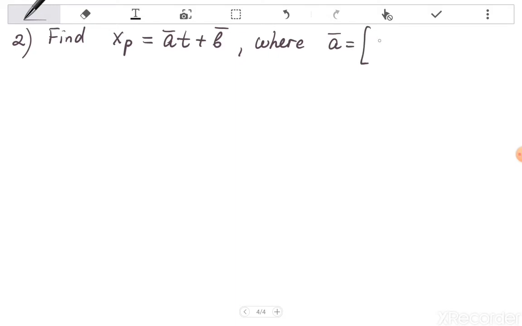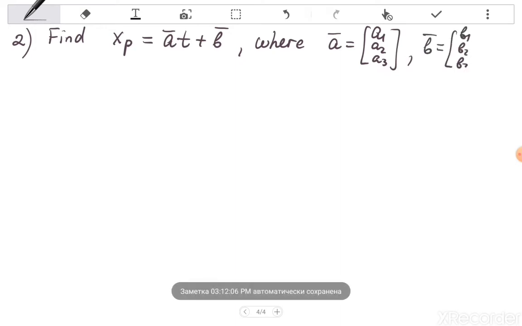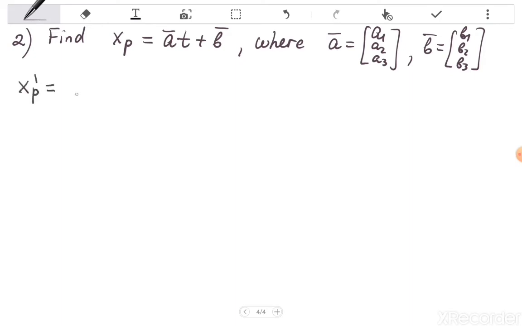We have three-dimensional space, right? So this is a1, a2, a3, and b is also a vector, b1, b2, b3. And how do we find this a and b? We just substitute this into the system and find the values. So what is the derivative of this? xp prime is just the vector a, right?